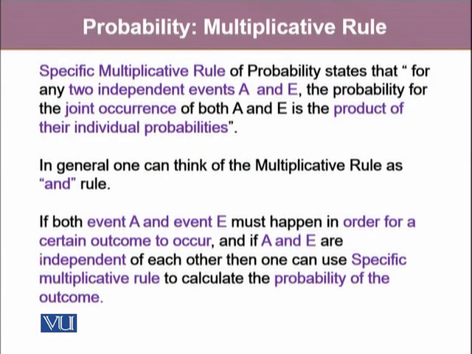There is the specific multiplicative rule of probability, which states that for any two independent events, A and E, the probability for the joint occurrence of both A and E is the product of their individual probabilities, and that's what we talked about earlier. In general, one can think of the multiplicative rule as the AND rule. If both events A and E must happen in order for a certain outcome to occur, and if A and E are independent of each other, then one can use the specific multiplicative rule to calculate the probability for an outcome. In all this discussion, the key word is that A and E are independent events.